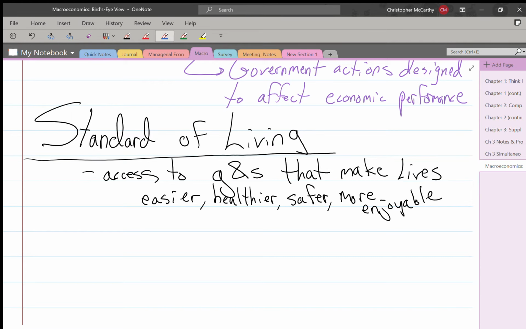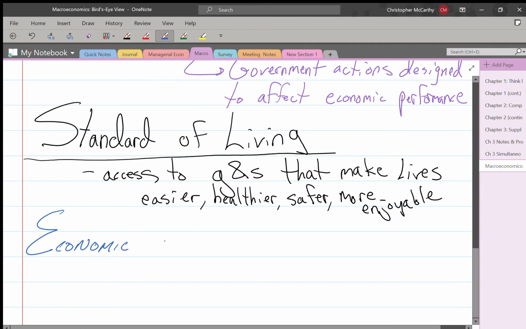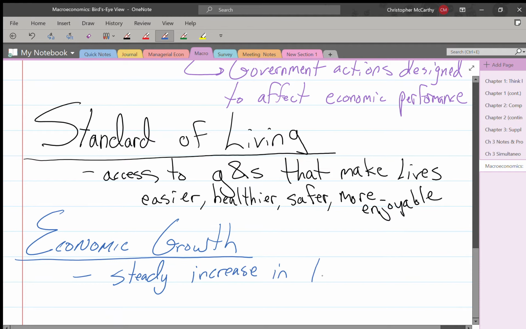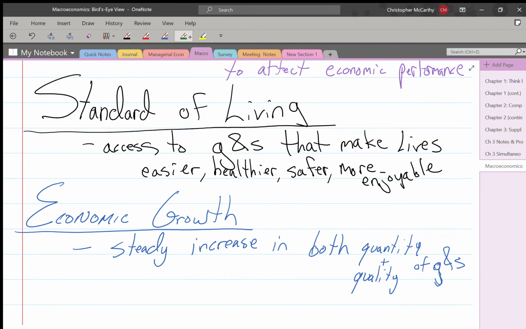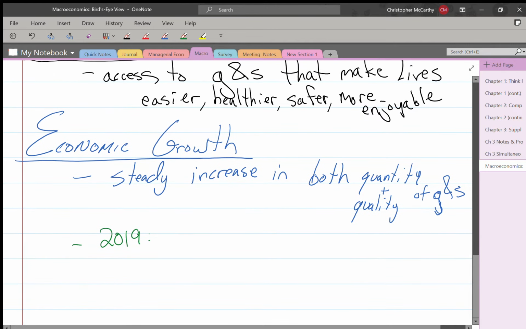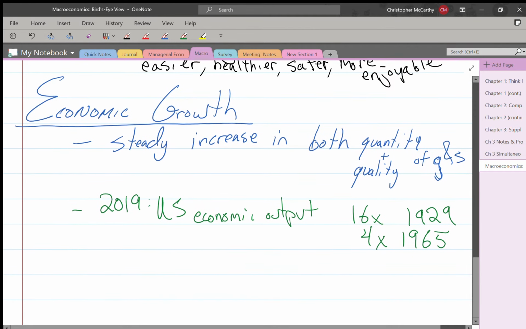And so in this context, economic growth is talking about this steady increase in both the quantity and the quality of those goods and services. And, for the most part, we've done that. All right, so in 2019, U.S. output was 16 times the 1929 level. And it was 4 times the 1965 level. So, we've been doing it.